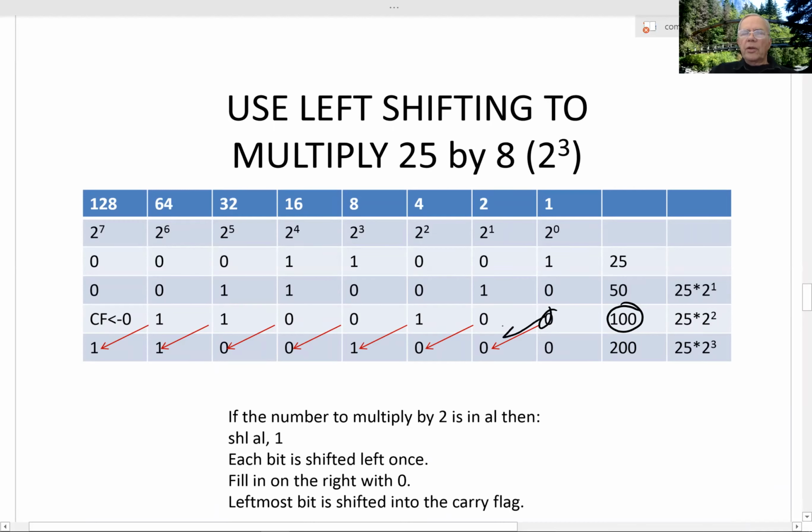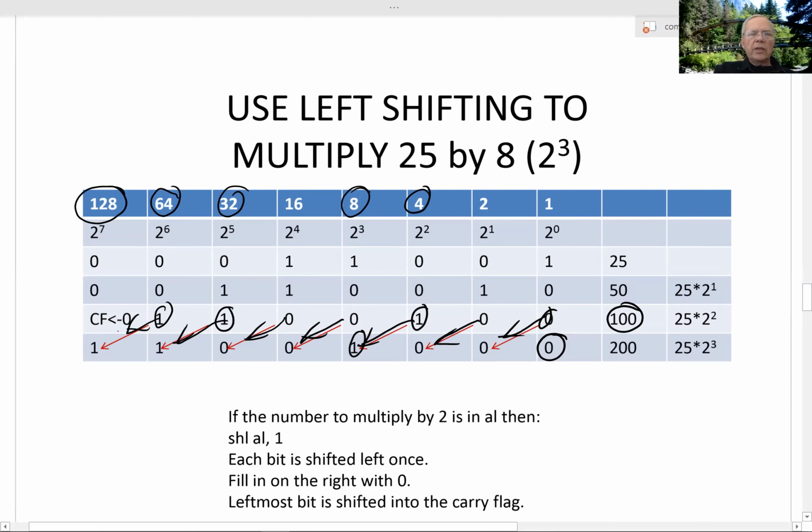So this 0 goes here, and we fill on the right with zeros. This 0 goes here, this 1 goes here, and that was a number of 4. If we had 1 4, now it becomes an 8. 1 8, so we've doubled it. These zeros get shifted to the left. This 1 gets shifted to the left. It was a 32, but now it's a 64. This 1, which was a 64, gets shifted to the left. Now it becomes a 128. And the 0 that was on the left gets shifted into the carry flag. So now we've doubled our 100 to 200, which is our 25 times 2 to the 3.